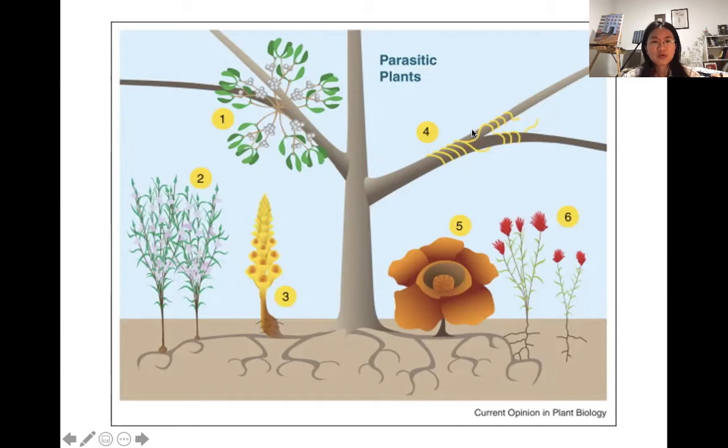Other than that, we also have stem parasites, such as the mistletoes and the dodder that we talked about before. These parasites attach to the stem of the host, the photosynthetic part of the host, and then also get all of their needs from these stem-based connections.